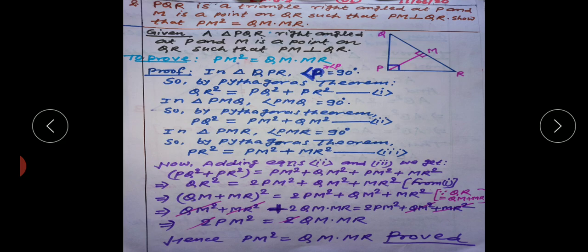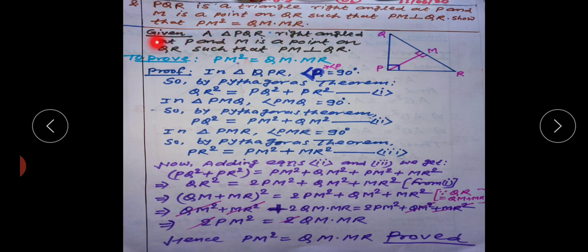It is given that PQR is a triangle right angled at P. As you can see in the figure, this triangle PQR is right angled at P, and M is a point on QR. On side QR there is a point M such that PM is perpendicular to this side QR. We have to prove that the square of PM is equal to the product of the line segments QM and MR. PM square is equal to QM into MR. We have to prove it.